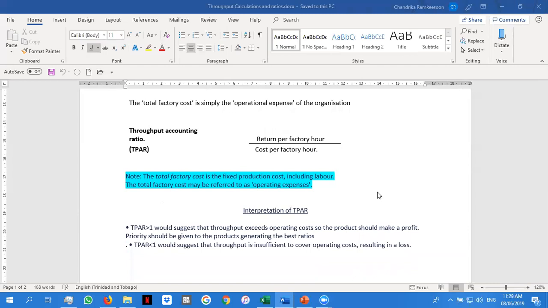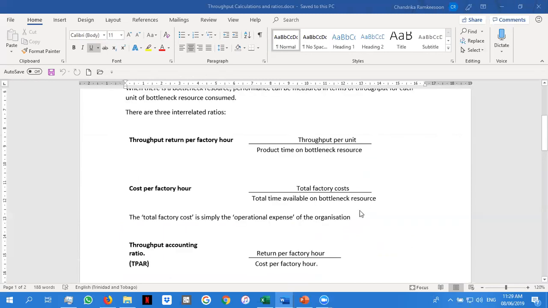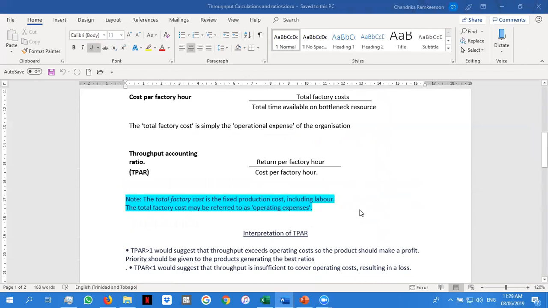If TPAR is greater than 1, meaning, let's say, for example, the return per factory hour found in this way is $20, and the cost per factory hour is $10. So the TPAR is 2. If TPAR is greater than 1, this would suggest that throughput exceeds operating costs, which makes sense if you look at the formula literally. So the product should make a profit. Priority should be given to products generating the best ratios.